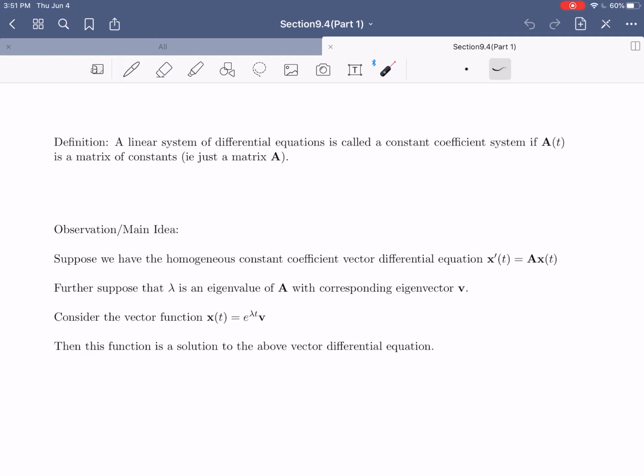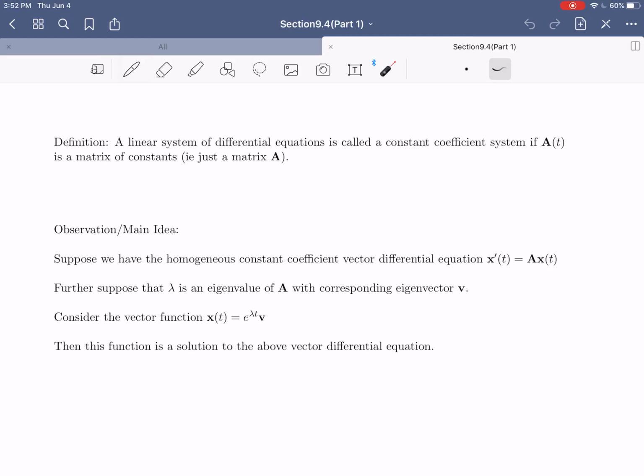In today's video, we're going to be starting into section 9.4 from your textbook, which introduces us to a more general method for solving a special type of linear system of differential equations. Just like in chapter 8, the first type of equation that we dealt with was the constant coefficient higher order linear differential equation. So the first type of linear system that we're going to be working with is also a constant coefficient system.